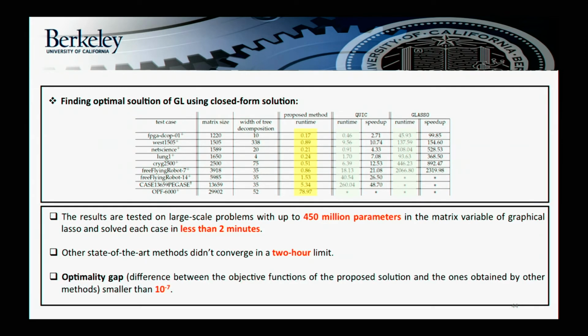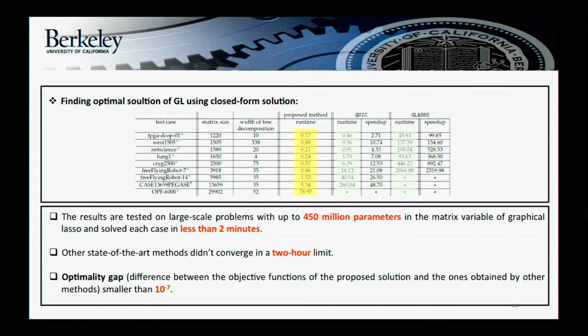Now, if you check the optimality gap, that means the difference between the objective functions of the proposed closed form solution and the ones obtained based on these two methods, it is smaller than 10 to the power of -7. So you can see that the optimality gap is pretty small in all these conditions.